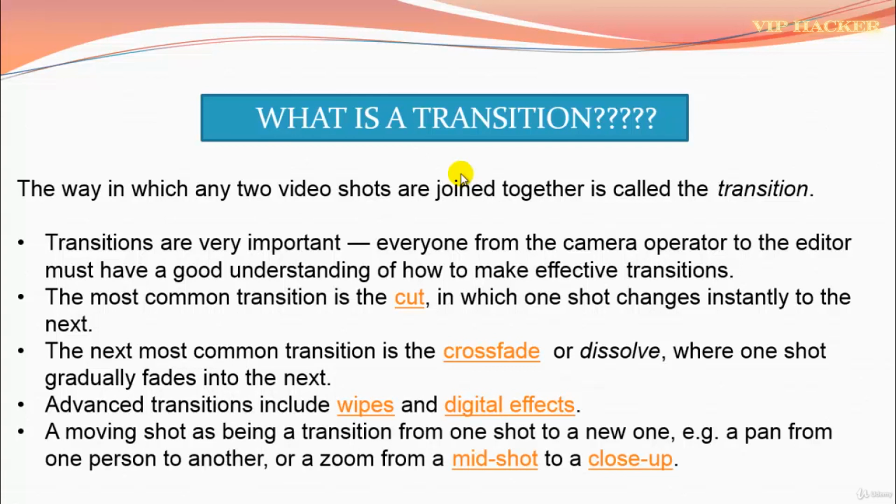Example, camera pan from one person to another. Suppose while we are showing character A, and then we are showing character B, and we are changing our camera movement, or we are creating a pan from character A to character B, that can also be considered as a transition. And apart from that, a zoom from a mid shot to a close up can again be a transition.